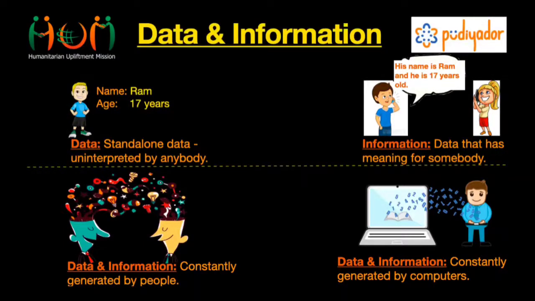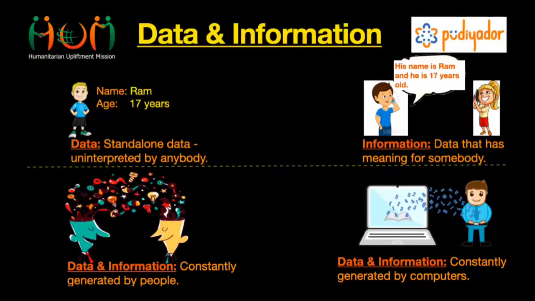Now on the right side, you have some other boy talking to this girl, right? And he is telling her on the phone, this other boy's name is Ram, and he is 17 years old. So the moment you convey that kind of data to somebody else and it has meaning, that girl now knows this other boy's name is Ram and he's 17 years old. The moment you have meaning for data, it becomes information. Okay, so that is the difference. Data is standalone, it stands by itself. The moment you try to interpret it, to understand it, to make sense of it, it becomes information.